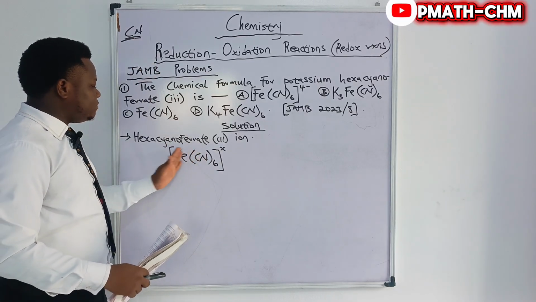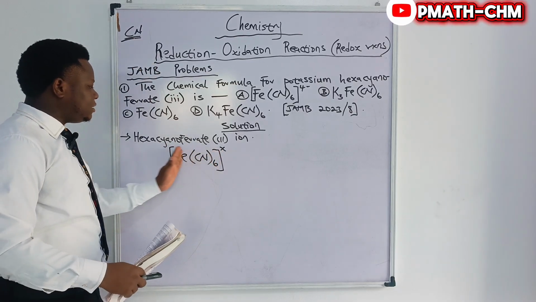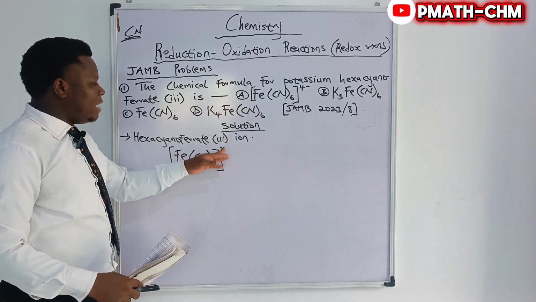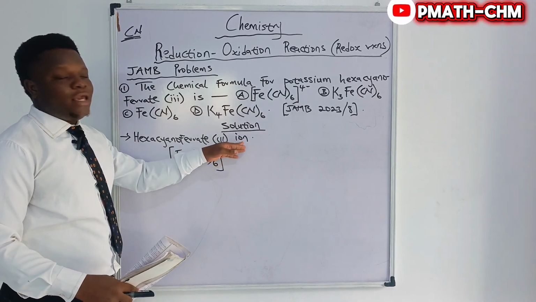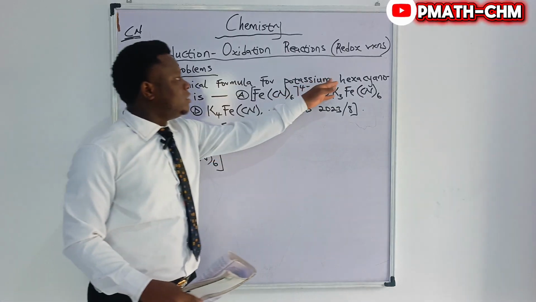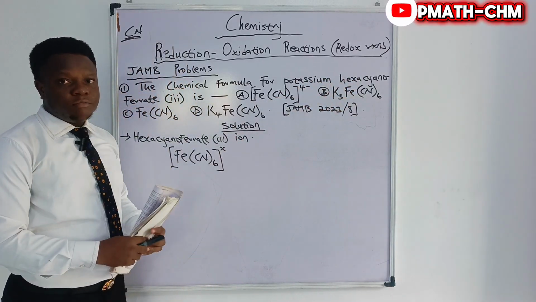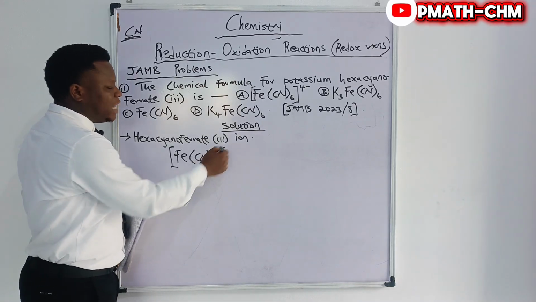Then ferrate, you are moving from this part this way. So iron, you write the symbol. Then why am I putting x on top? Because this is an ion. Why is it an ion? Because I excluded the potassium from the name, so it becomes an ion. So the question is, how do we get the charge of this radical?